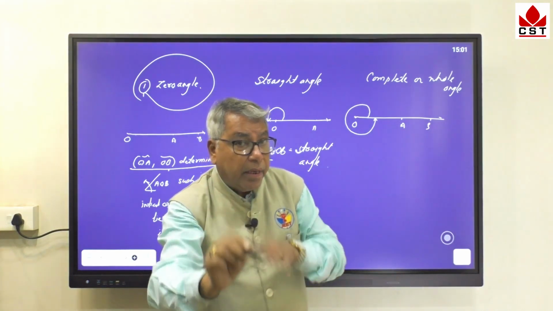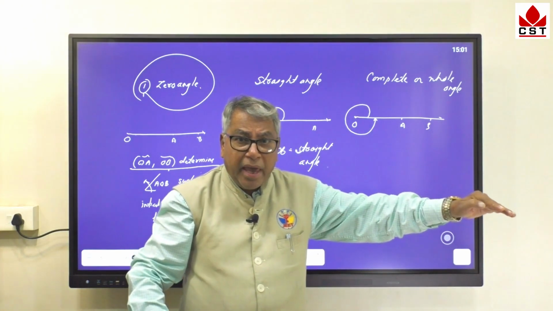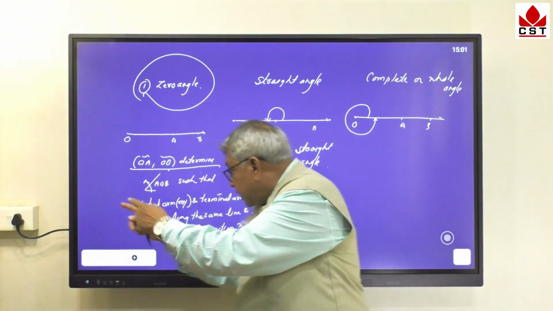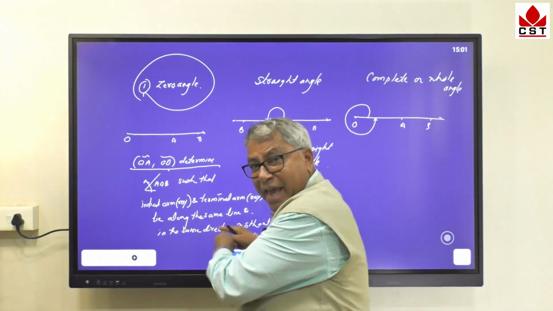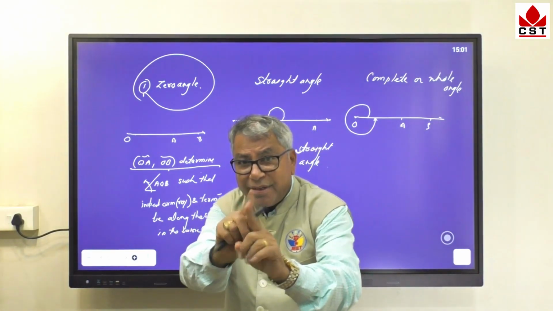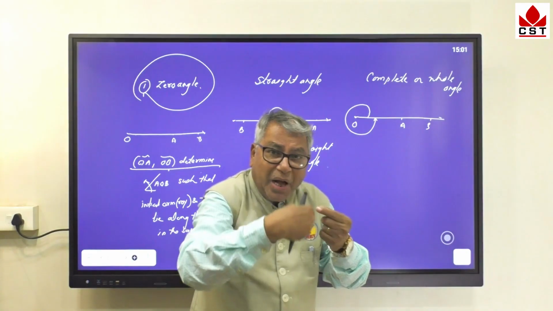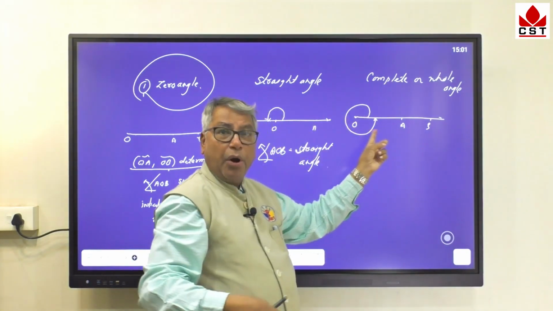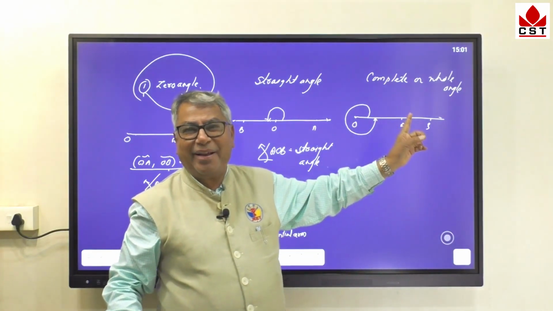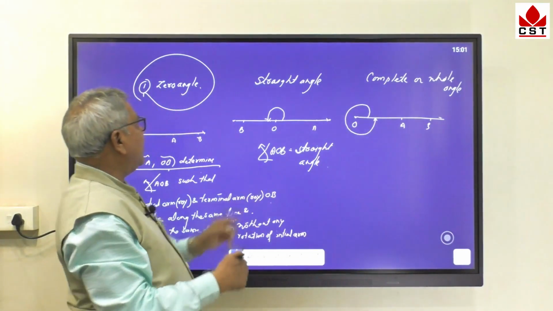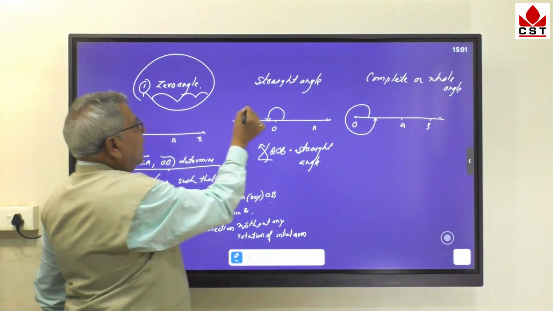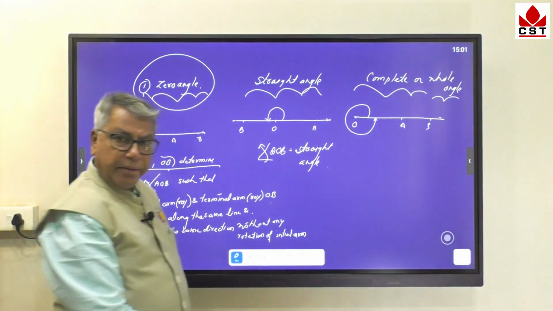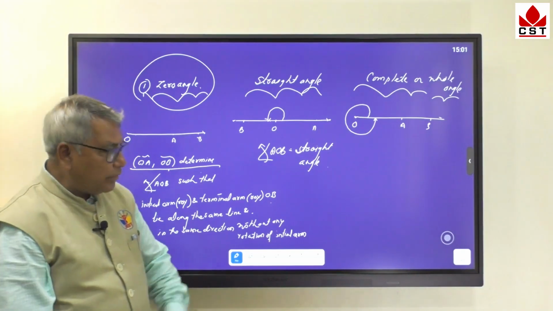See that? Initial arm OA, terminal arm OB lie along the same line. Position is same as the zero position. But after completing one rotation of ray OA about a point O. So this is a complete angle or the whole angle. The basic definition, that is zero angle, straight angle, a complete or whole angle. Follow that? Yes. Shall we start?